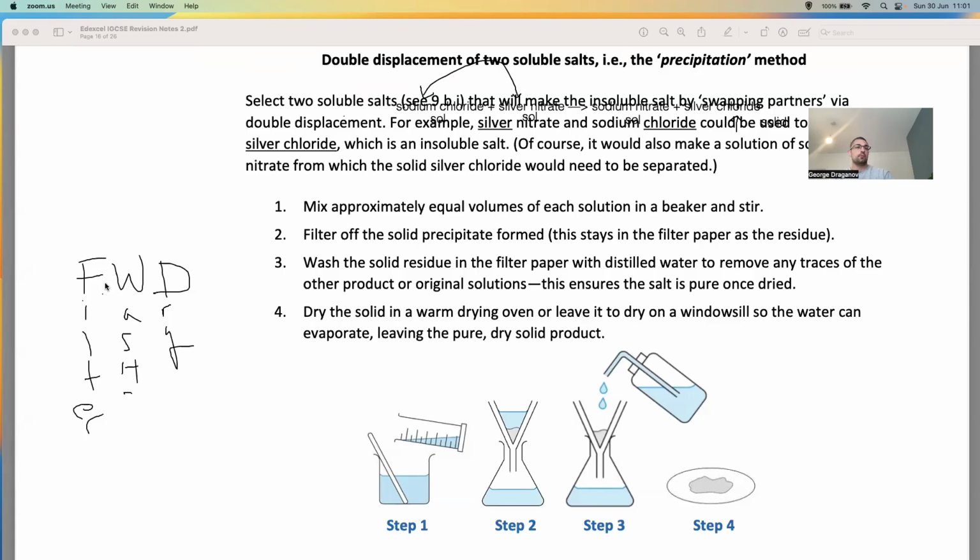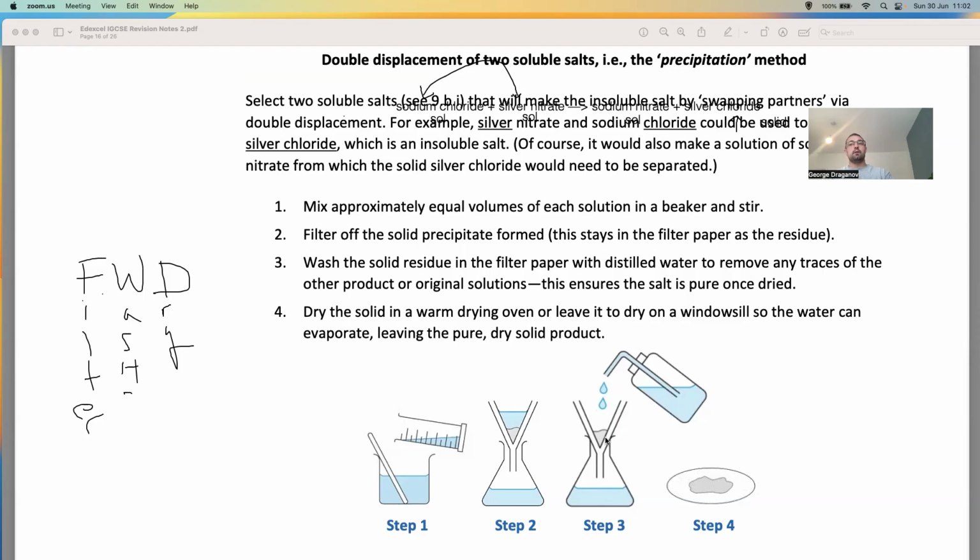Okay, so you filter off the precipitate, so filter. The filtrate will go through and the residue will stay here, the one that you want. Then W is for wash. You wash this with distilled water to remove any traces of the products or the reactants that are soluble. Because if there's any traces on top of it, when you add the distilled water, it'll dissolve and go through the filter paper. And then D is for dry.